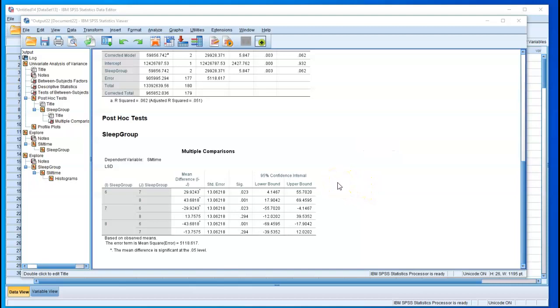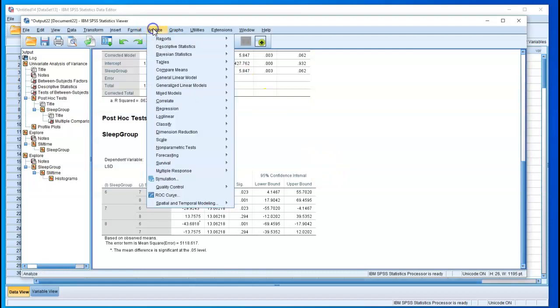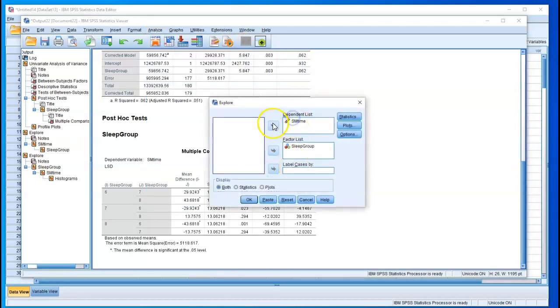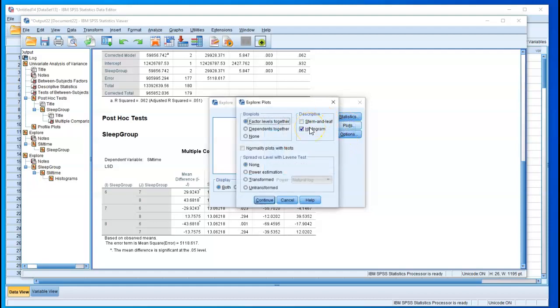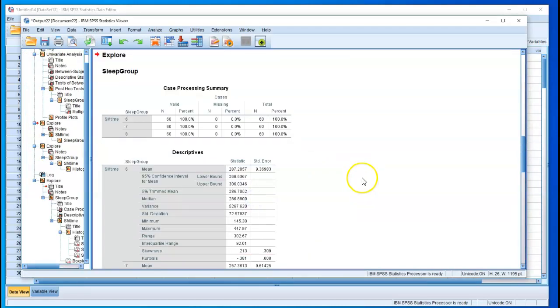All right, finally, I'll just show you how to get graphs real quick. If you click on Analyze, we can go to Descriptive Statistics and Explore. Sorry, I already did this, so let me move the variables back over here. Sleep group is our factor. It's our independent variable, so I put it in the factor list. And my dependent variable, which is social media time, I put in the dependent list. Under plots, I'm going to ask for the histogram. I don't need the stem and leaf necessarily, but you're welcome to get it if you want it. And I'll just click on Continue.